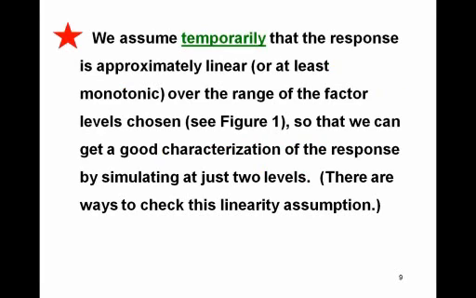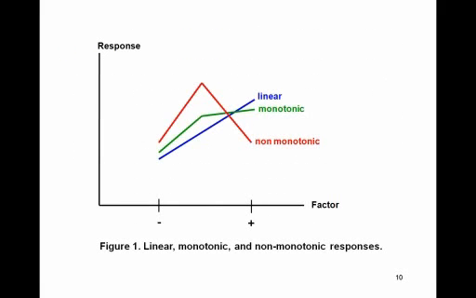Anything with a red star is supposed to be somewhat important. Let's assume temporarily, for sake of discussion, that the response is approximately a linear or at least monotonic function over the range of the factor levels chosen. And let's look at figure 1 here. Let's say we have a particular factor and we see minus and plus. The minus is the, say, lower numerical value for the factor, the plus is the larger numerical value of the factor.